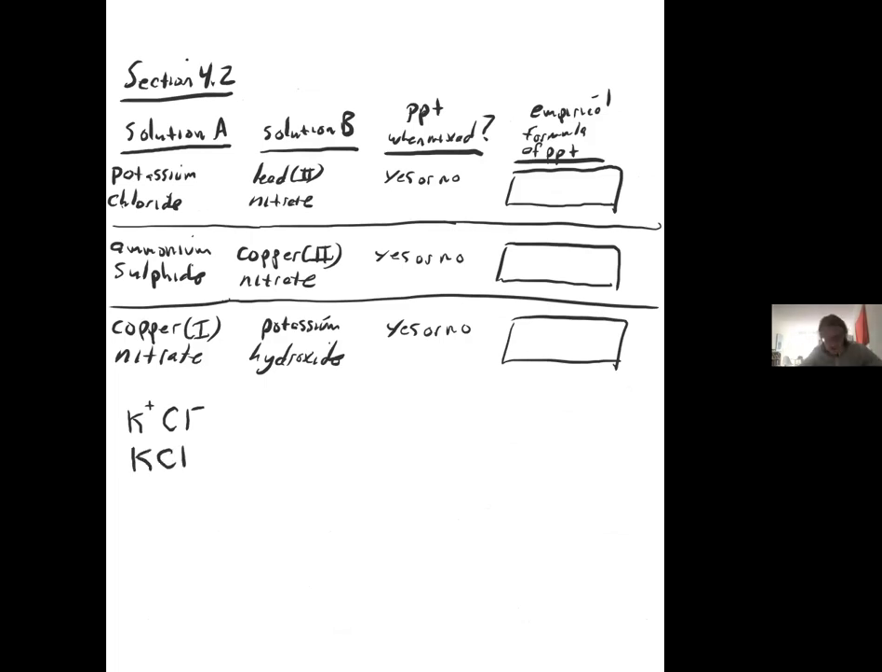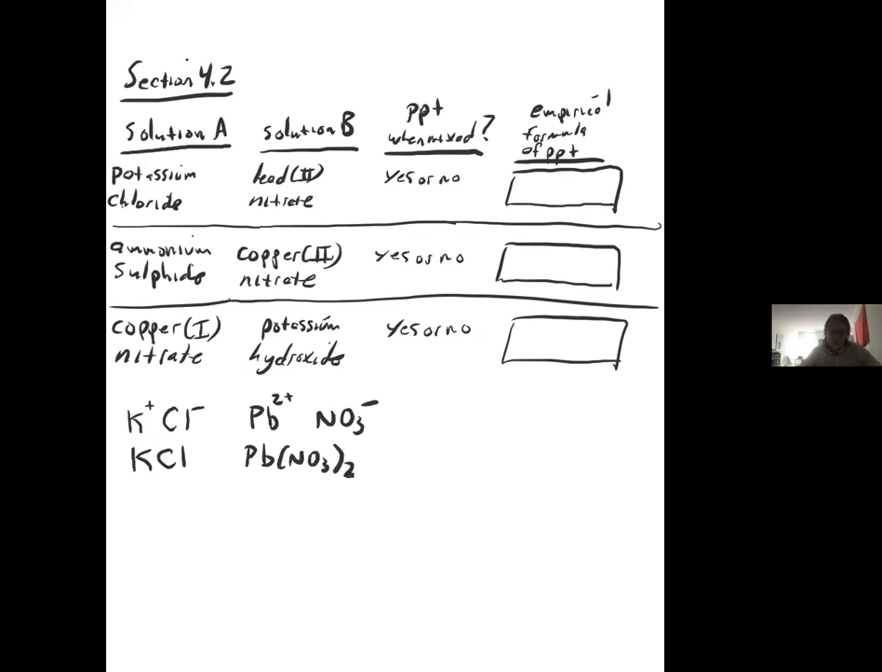Okay. Solution B is lead 2, and then nitrate. Okay, so that's your second, that's your solution B. How do you combine them? If one of them has a charge of 2 and the other one has a charge of -1, you've got to have a ratio. The charges have to cancel. So that means you need 2 of the nitrates.